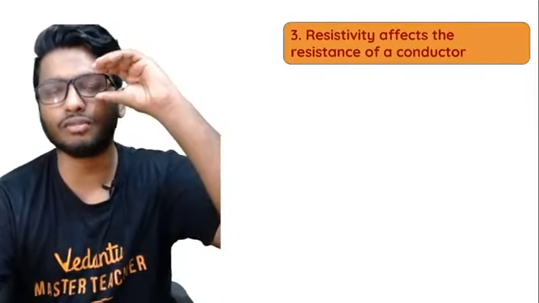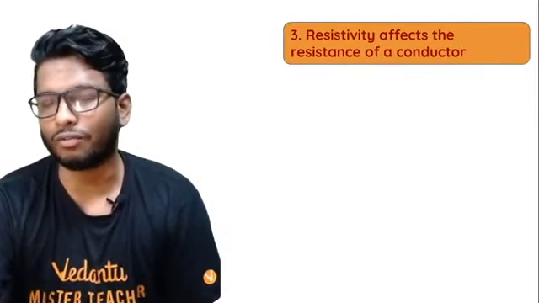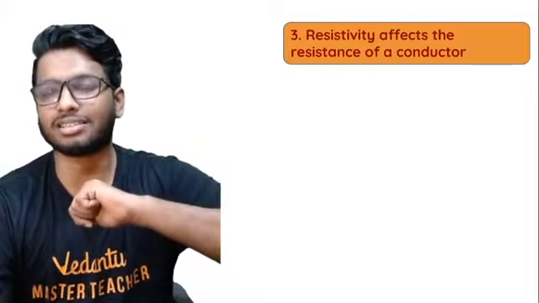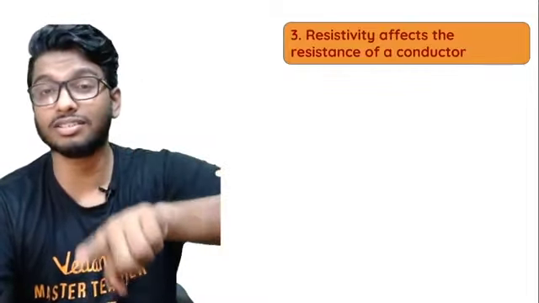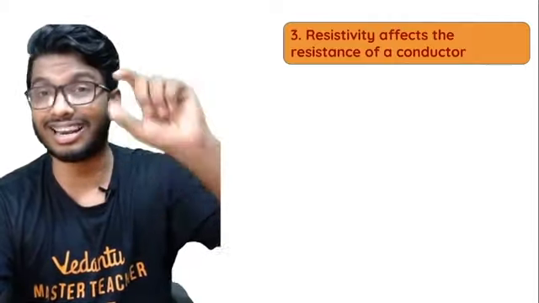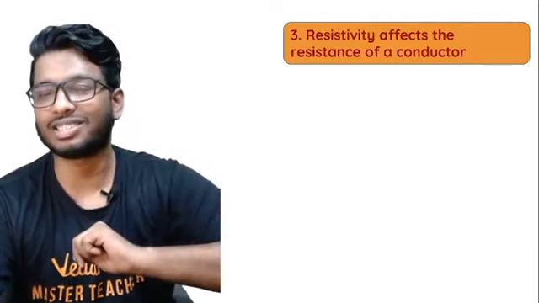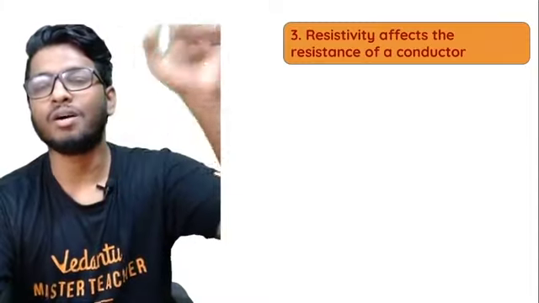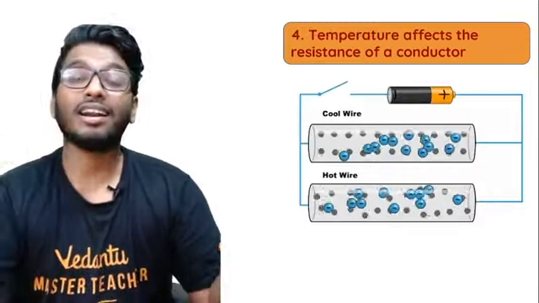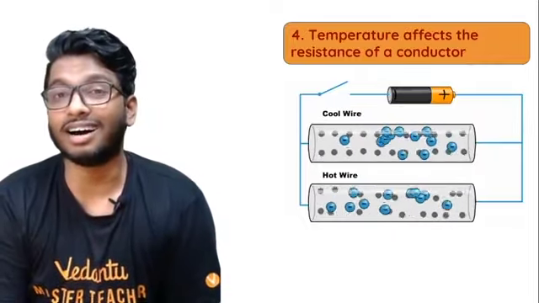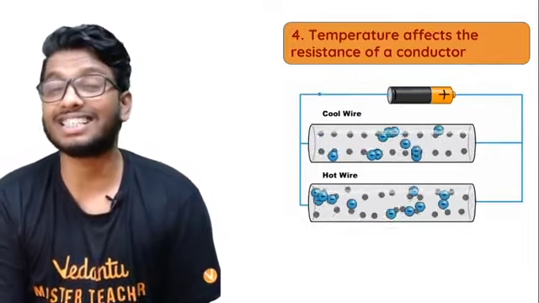So resistivity is one of the factors that affects the resistance of a conductor. Simple as that. All right. So far, what do we see? We talked about the length. The more the length, the more the resistance. The more the cross-sectional area, the lesser the resistance, and also the resistivity of the material. The more the resistivity, the more would be the resistance offered by the circuit as well. Another important factor that affects the flow of current is temperature.